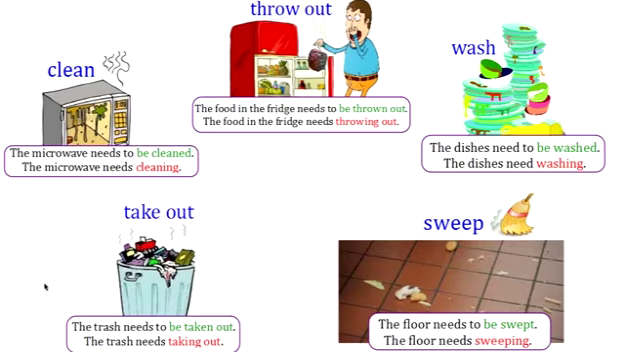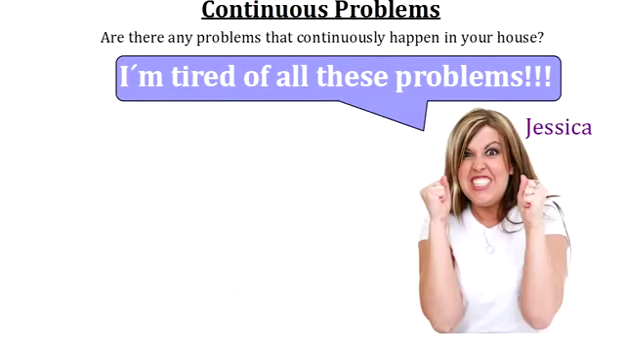I hope you understand this because we're going to try something new. Okay, now we're going to talk about continuous problems. We talked about solutions to problems using need, but now we're going to look at describing the problem, especially problems that are continuous. So, are there any problems that continuously happen in your house?